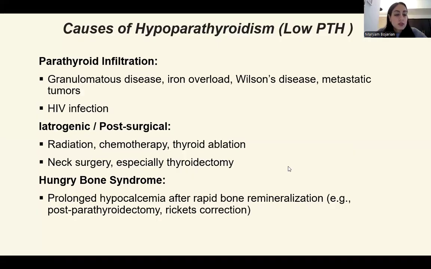And hungry bone syndrome, especially after surgery for severe primary hyperparathyroidism, we can see hypocalcemia because of rapid bone mineralization and also hypoparathyroidism, which both can cause hypocalcemia, which actually is very severe.